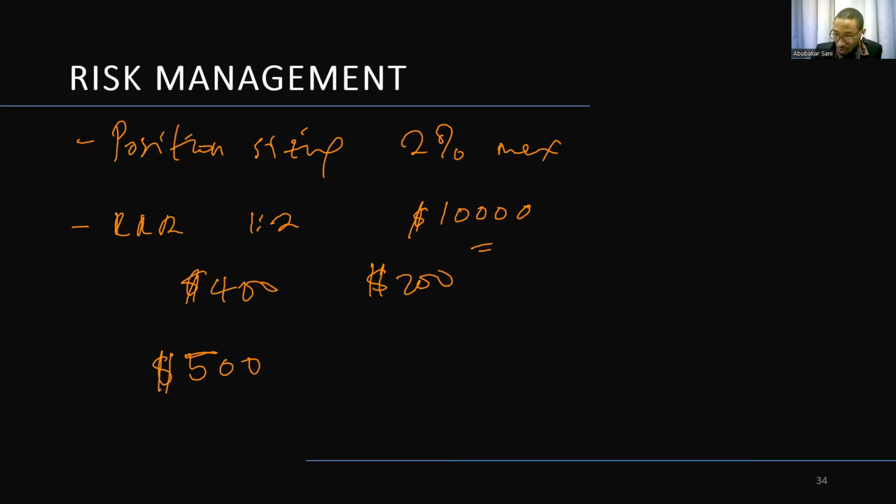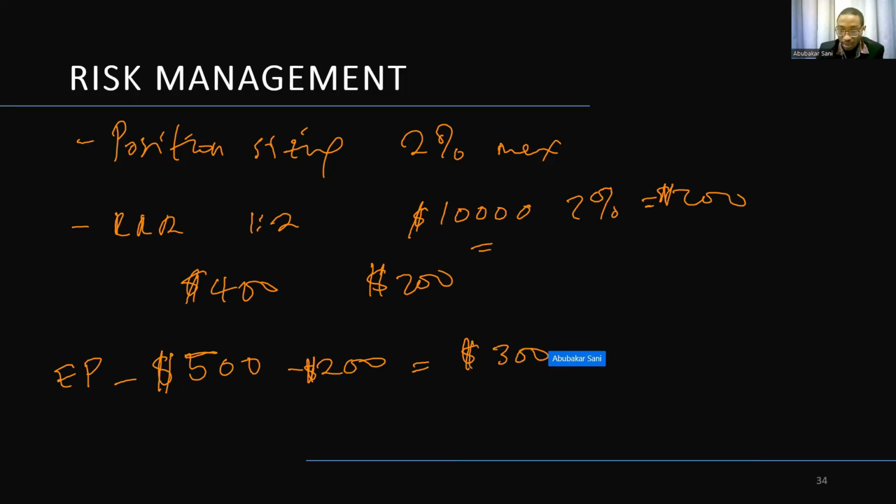2% of $10,000 is $200, right? So $200 is what I can afford to lose. If Google's entry price (EP) is 500 and I'm willing to lose 200, let's remove 200. That means $300: once Google falls to $300, I'm going to sell and get out so that my loss does not exceed 200. And this position is called the stop loss.